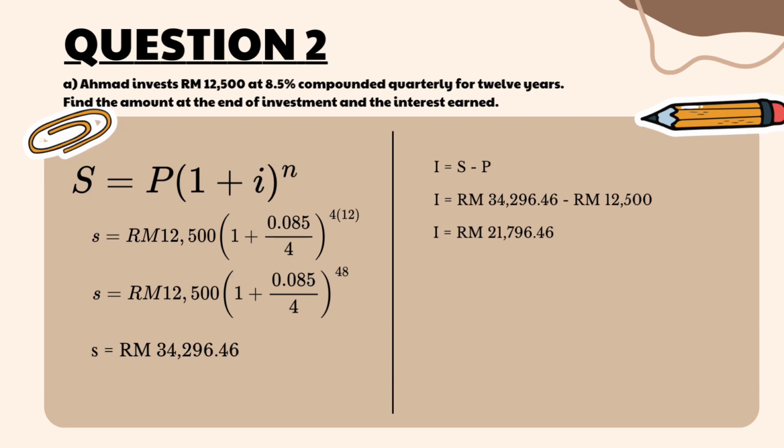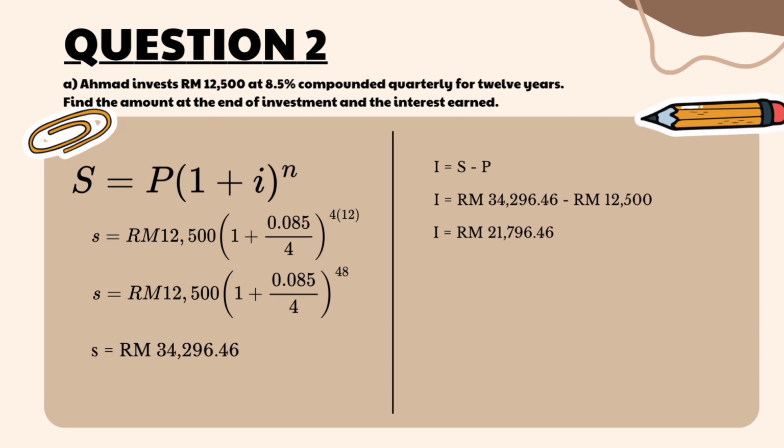To get S, we need to use the formula S equals P (1 + i) to the power of n. Put all the information into the formula. S equals RM12,500 (1 + 0.085/4) to the power of 4 times 12. So the answer is RM34,296.46.